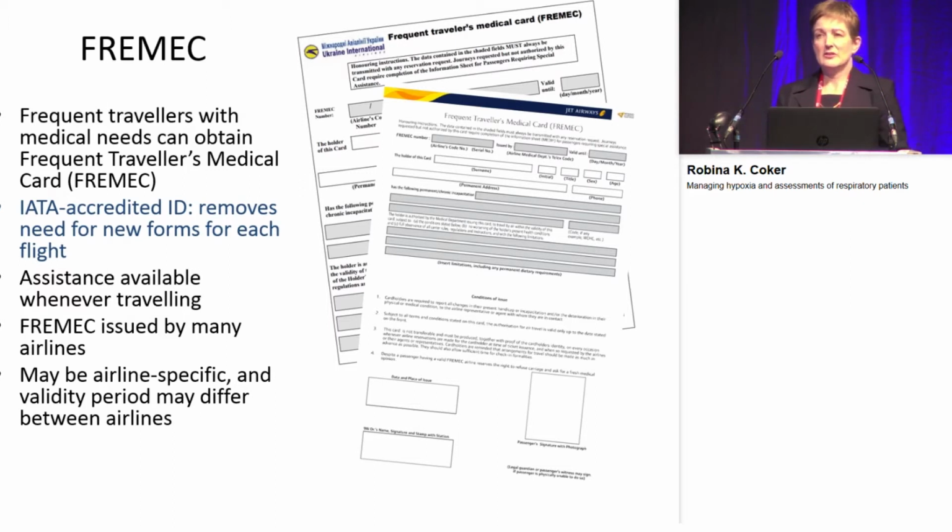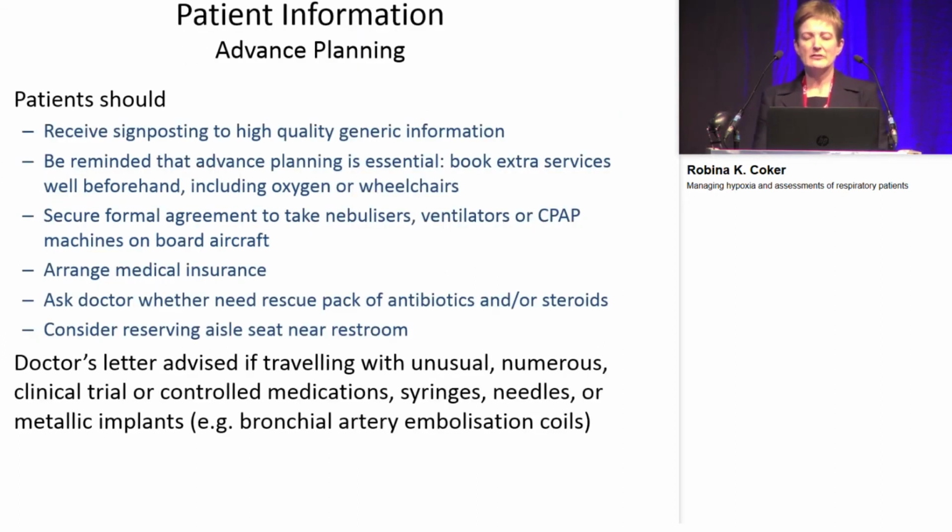So we recommend that patients must get information before they travel. They must be reminded about the need to plan well in advance, to get formal agreement to take any equipment on board, to arrange medical insurance, as we've talked about. They should talk to their doctors about whether they need antibiotics or a supply of steroids before they travel. Think about reserving an aisle seat. And they should have a doctor's letter if they're travelling with numerous medications, unusual medications, trial medications, syringes, needles, or obviously metallic implants such as bronchial artery embolization coils.